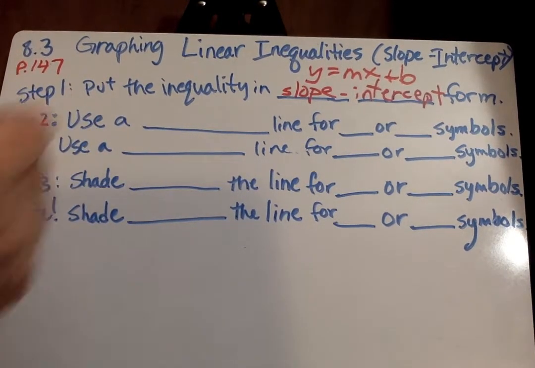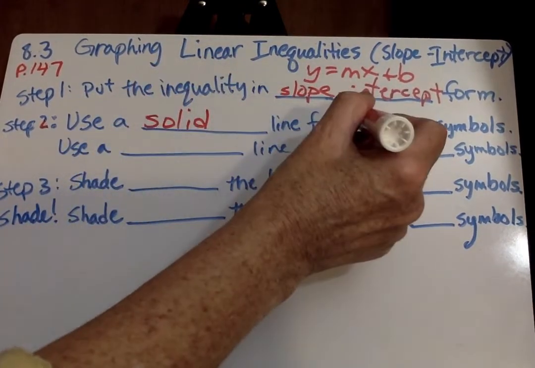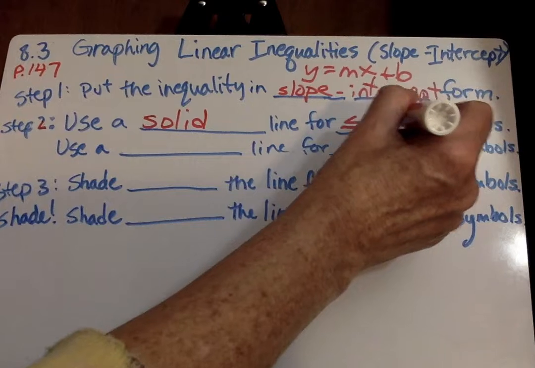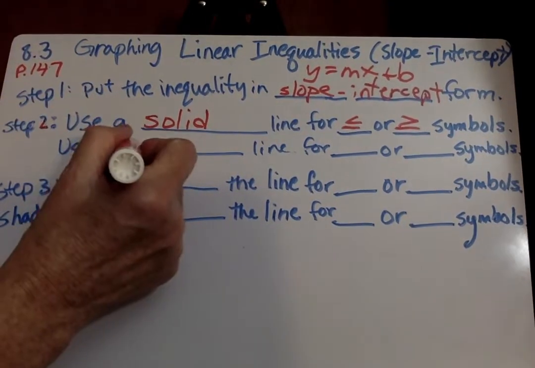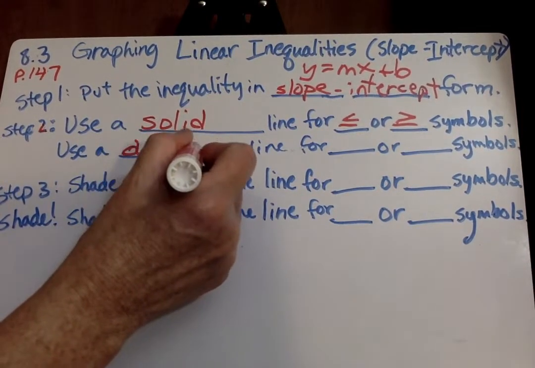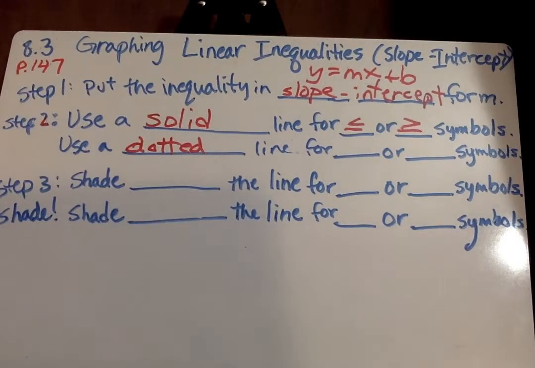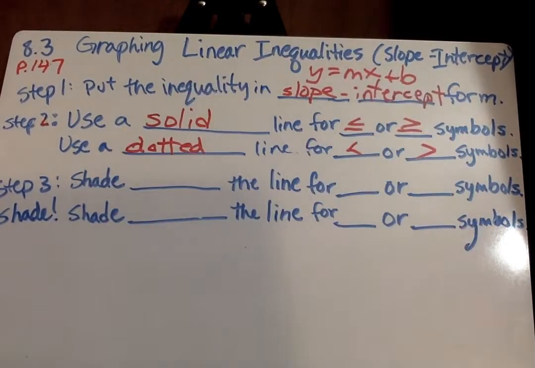Step 2, use a solid line for these symbols, less than or equal to and greater than or equal to. And you use a dotted line for less than or greater than symbols.